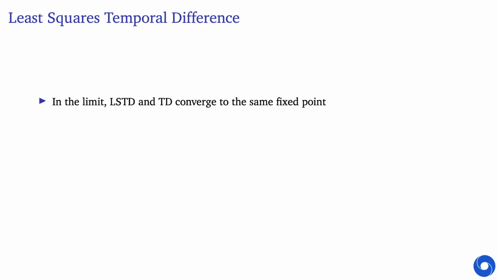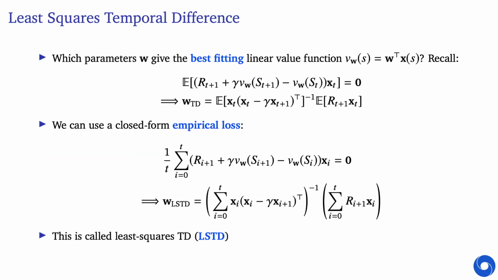In the limit, it's good to appreciate that LSTD and TD converge to the same fixed point. For LSTD, this is almost immediate. Let me just go back a couple of slides to show that, because as I said, by the law of large numbers, this thing will just become that thing, which means that the solutions will also become the same. So LSTD immediately converges to the same fixed point as TD under mild assumptions.